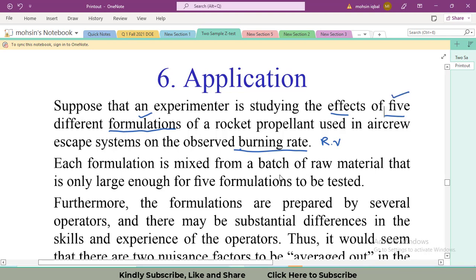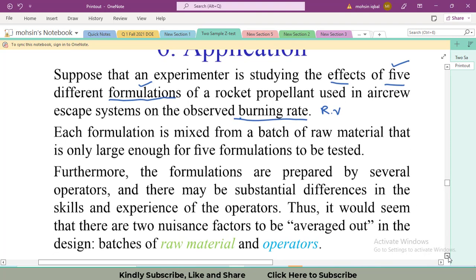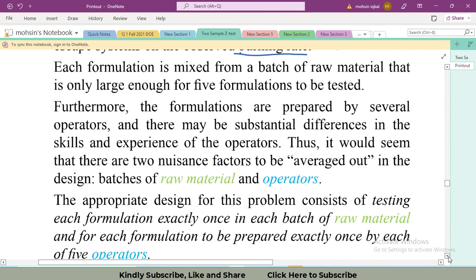Each formulation is mixed from a batch of raw material that is only large enough to make the 5 formulations to be tested. One most important thing is that the Latin square design should be balanced. I mean that if I have 5 different formulations, then there will be 5 different levels of both nuisance factors. It means the design should be 5 cross 5, or 4 cross 4, with 4 levels of the treatment and 4 levels of the nuisance factors.